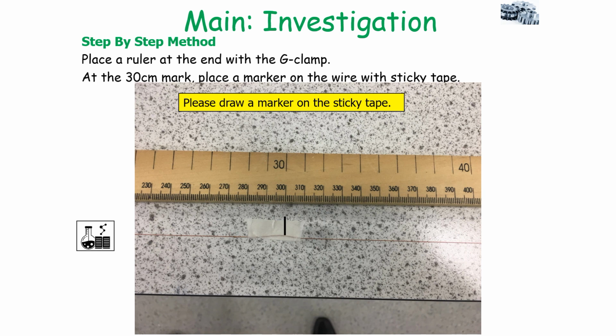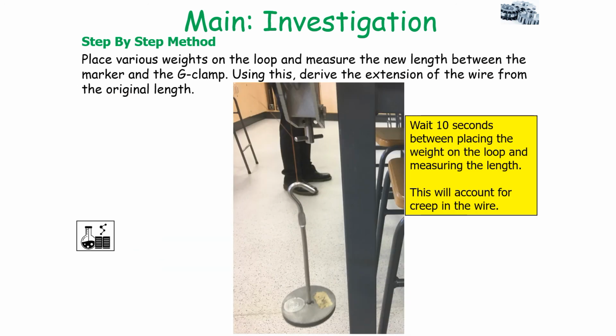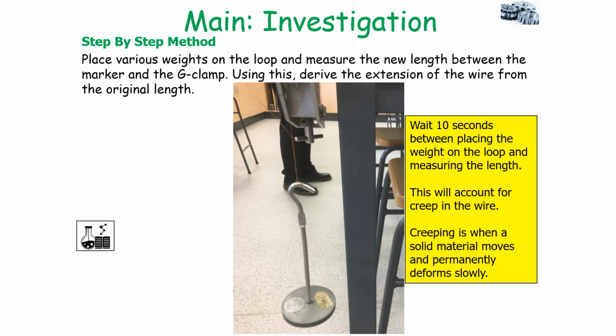You then place a ruler at the end with the G-clamp, and at the 30 cm mark place a marker on the wire with the sticky tape. You then place various weights on the loop and measure the new extension between the marker and the G-clamp. We use this to derive the extension of the wire from the original length. Now you should always wait about 10 seconds between placing the weight on the loop and then measuring the length. This is to account for creeping in the wire, which is when the material slowly plastically deforms when a tension force is placed upon it.